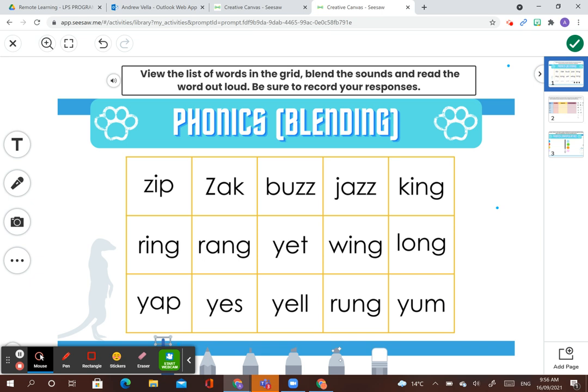Now when we're blending, remember, we want to push those first 2 sounds together and then add our final one. So zip, zip. Ring, ring. Let's look at this one up here. Buzz, buzz. So, as we've been learning for the last few months, blend. Stretch those first 2 sounds together and then add your final sound.